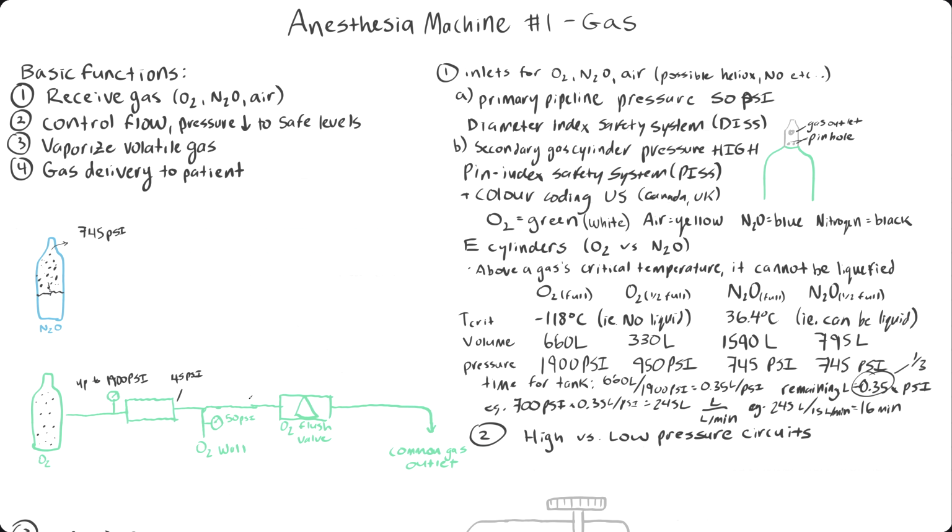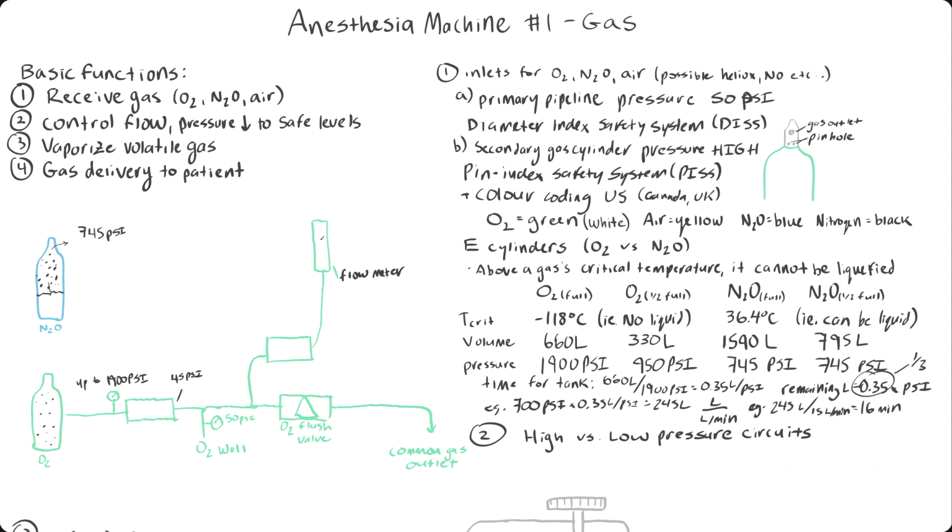Which brings us to our next point of controlling flows and decreasing pressure to safe levels. So let's draw another path that our oxygen can take here. We'll run through another pressure regulator, which just drops the pressure slightly before entering the really important component for this, which is our flow meter.